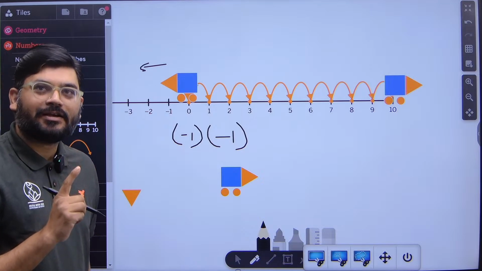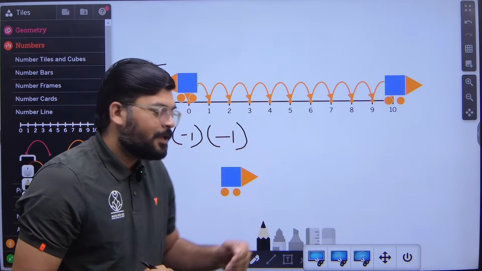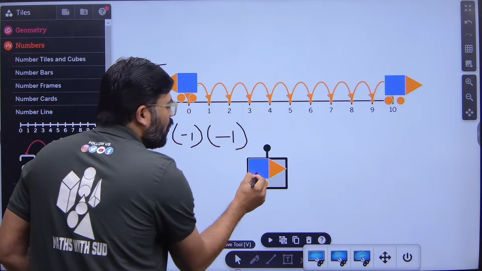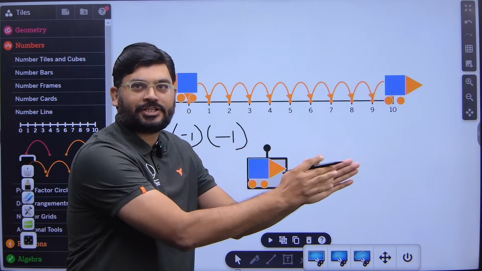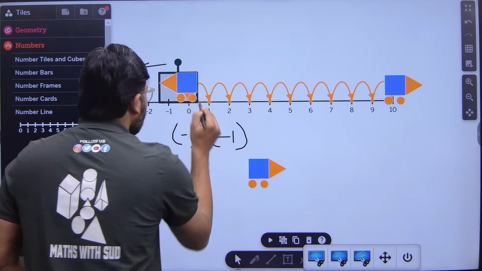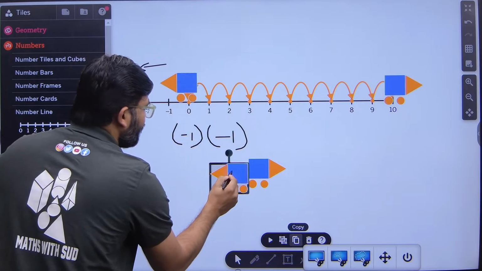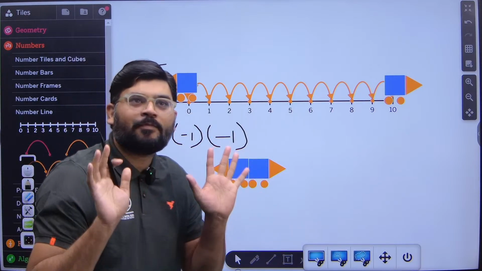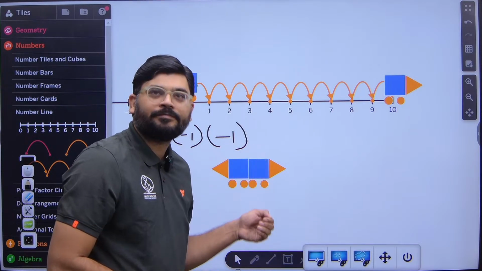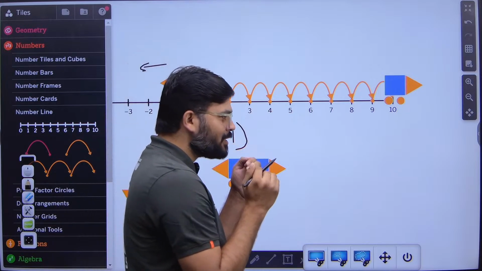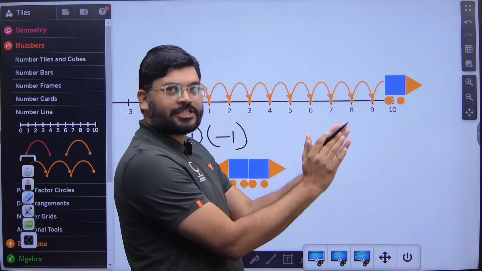Try to understand. What is positive? Positive means you are looking forward in this direction. Negative means you are looking in this direction. This is the only difference between positive and negative. In the center we have 0. Positive means I am looking in this direction.